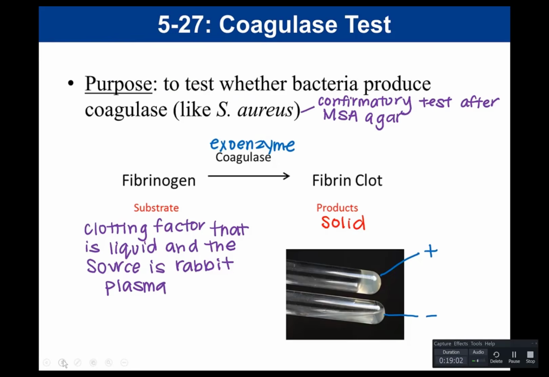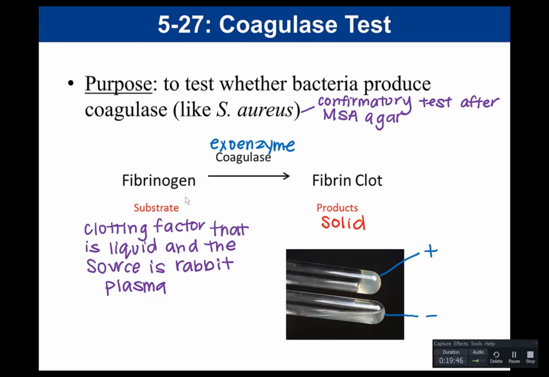So the coagulase test is to test whether bacteria produce coagulase like Staph aureus. And again, this would be our confirmatory test after doing an MSA. And so we would inoculate a tube that has rabbit plasma in it. And so rabbit plasma, it's just like we have plasma. The plasma is the liquid part of the blood, and it's what contains the clotting factors. And so in that rabbit plasma is going to be our substrate for this test, which is fibrinogen. So fibrinogen is a clotting factor.